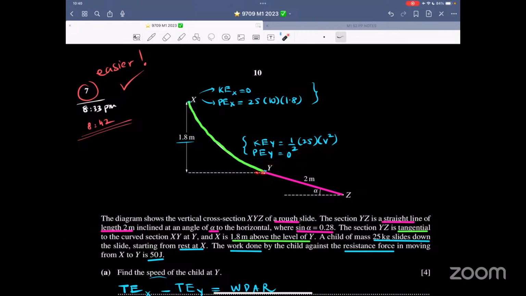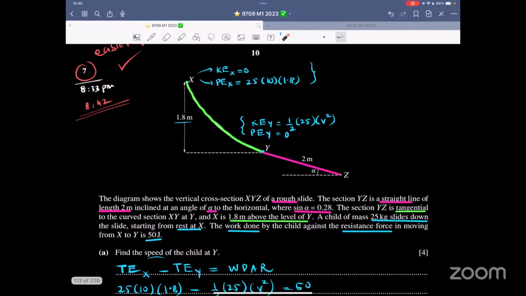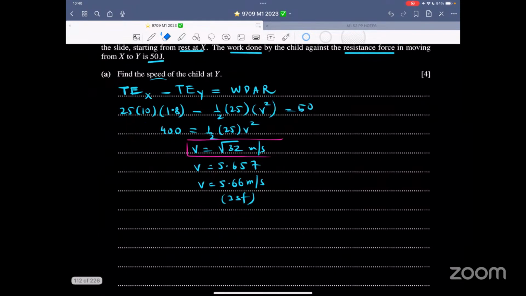We are looking for the speed of the child at this point. Potential energy is 0 because that is the base level from which this height was measured. All good, all clear? So now over here, we find the value of V. The value of V is this much, rounded off value. If you use it for the next part, use the unrounded value.